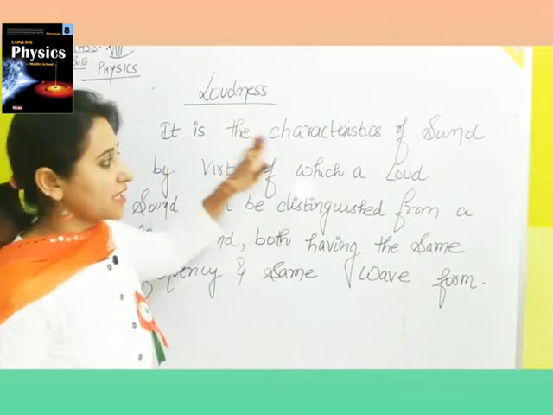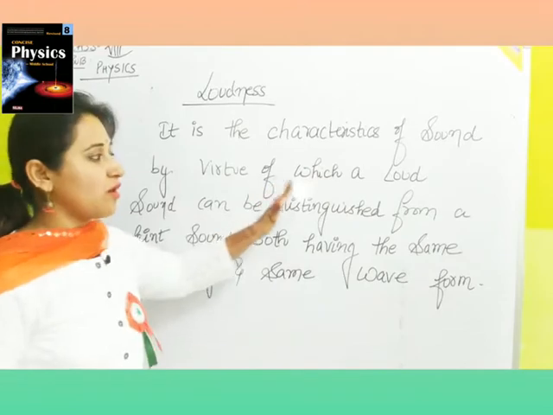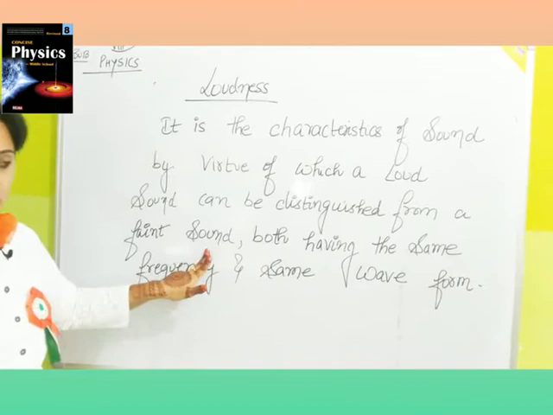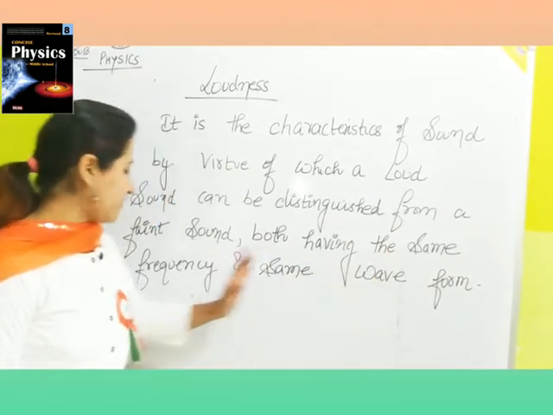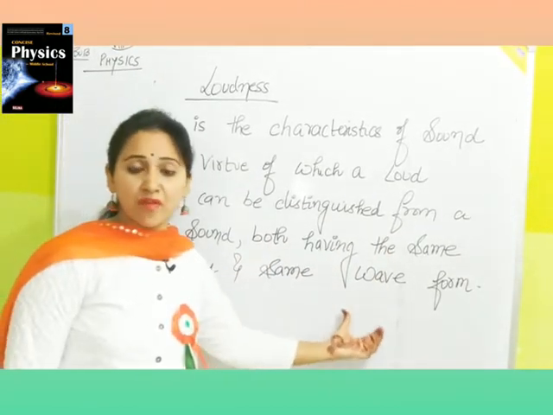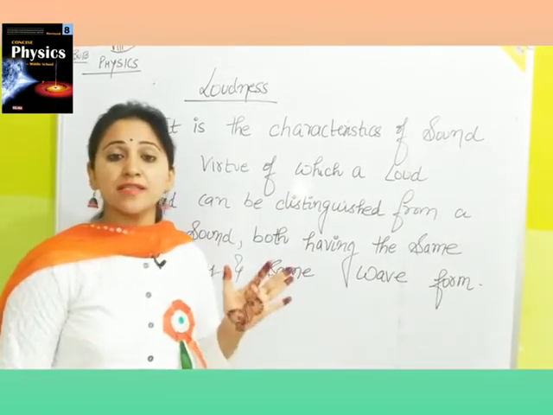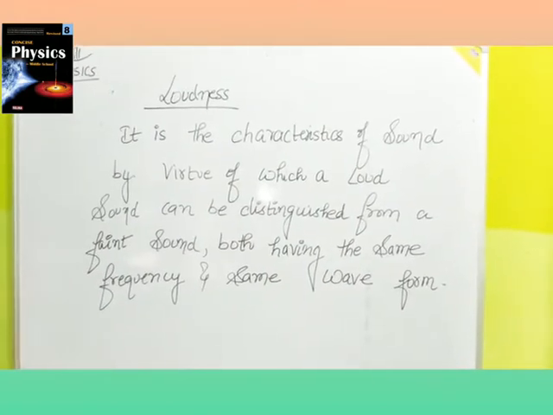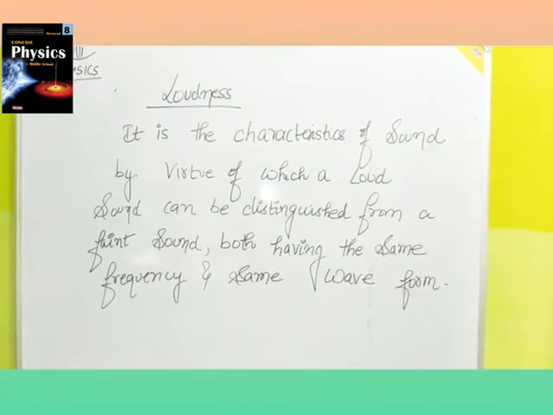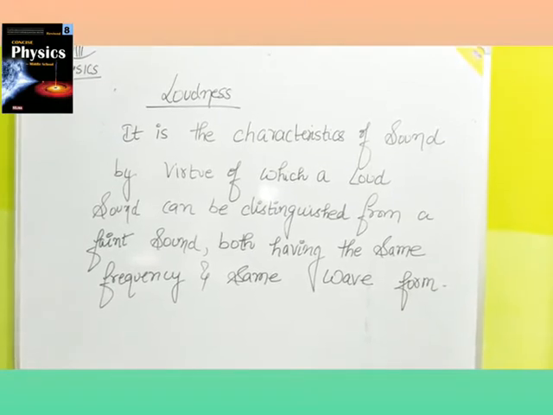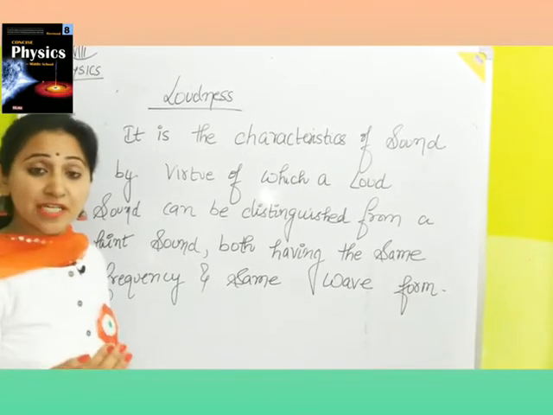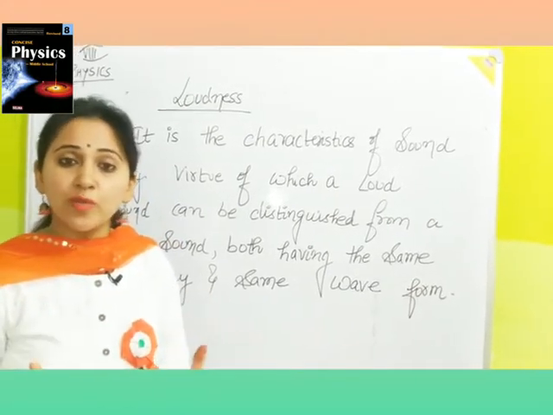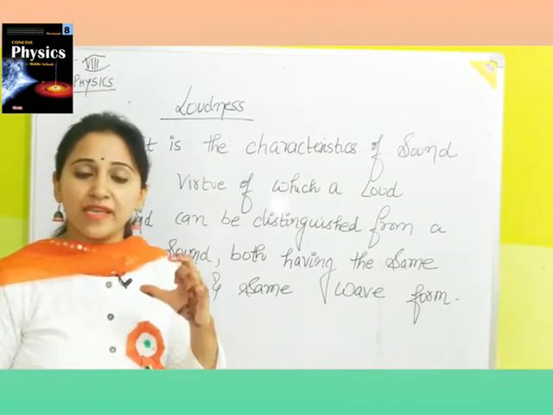What is loudness? It is the characteristic of sound by virtue of which a loud sound can be distinguished from a faint sound, both having the same frequency and same waveform. It is known as loudness of sound. The loudness of a sound depends on the amplitude of vibration of the vibrating body producing sound. It means that greater amplitude gives greater sound. जिसका amplitude ज़्यादा होगा, उसका sound भी कैसा होगा? ज़्यादा.